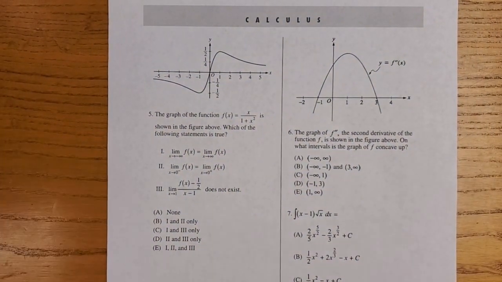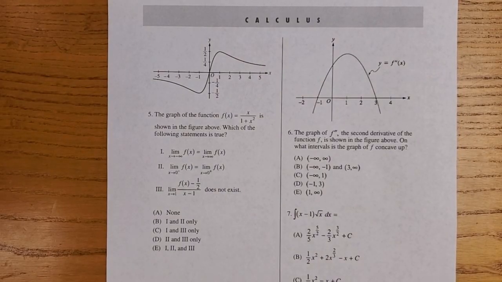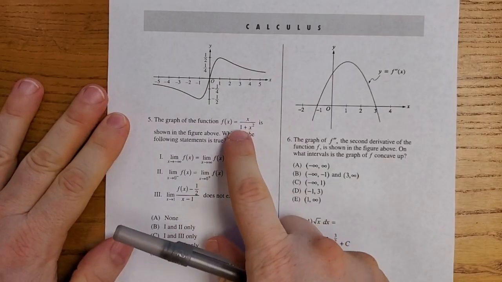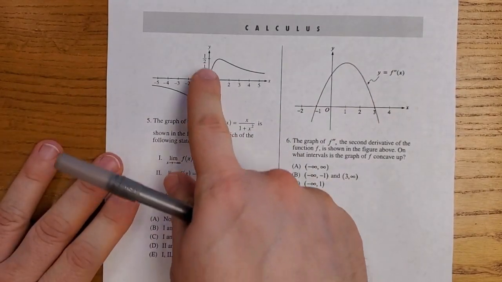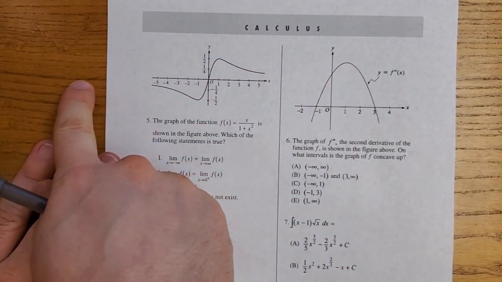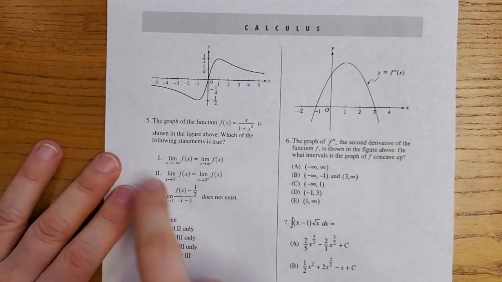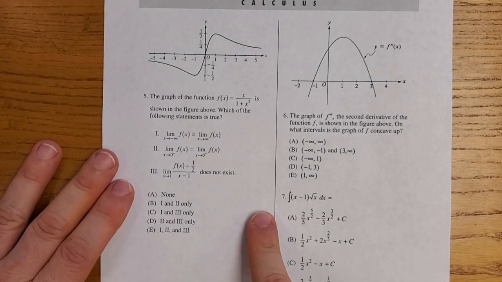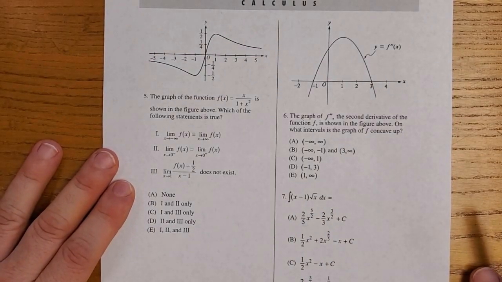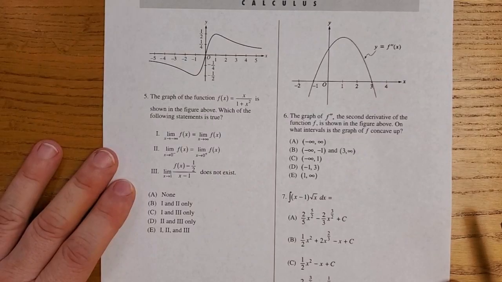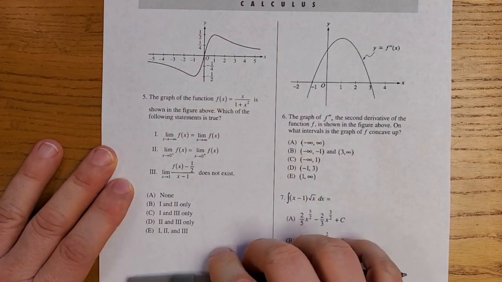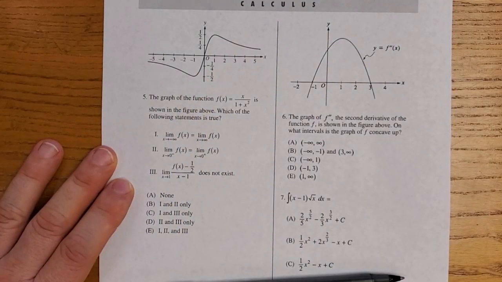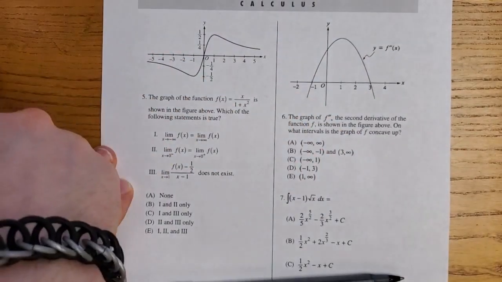Here's number 5. And they give us this function, x over 1 plus x squared. They show it out here, and we can see that it looks like it's heading towards the x-axis asymptotically as it goes further out. And it's asking us which of the following statements is true. So now we have some limit questions. And the first statement is saying, what value is it approaching as you go out to plus infinity and negative infinity?